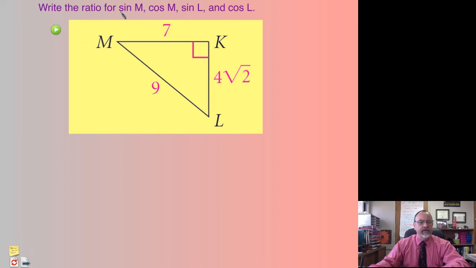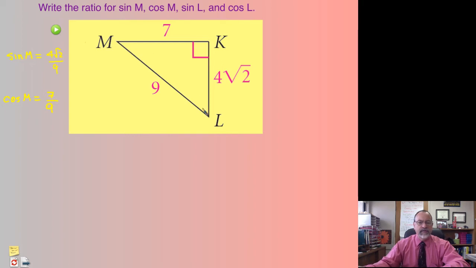Let's go ahead and write the ratio then for the sine of m and cosine of m first, and then we'll do the other ones. So the sine of angle m, sine, remember, is opposite, so that's 4 square root of 2 over the hypotenuse, which in this case is 9. Now I would look to simplify this if I could. None of these values simplify, so I'll leave it. And then the cosine of angle M is the adjacent side. So again, here's M, 7 would be the adjacent over the hypotenuse here, which is 9.